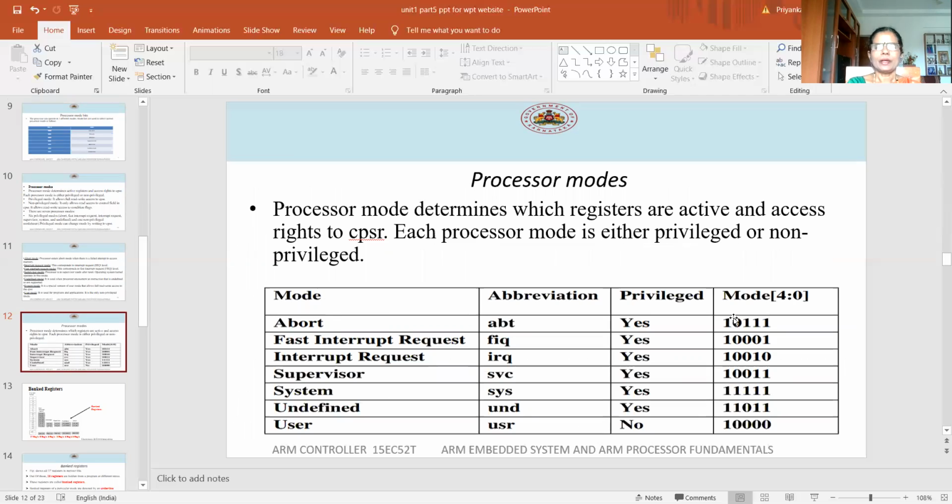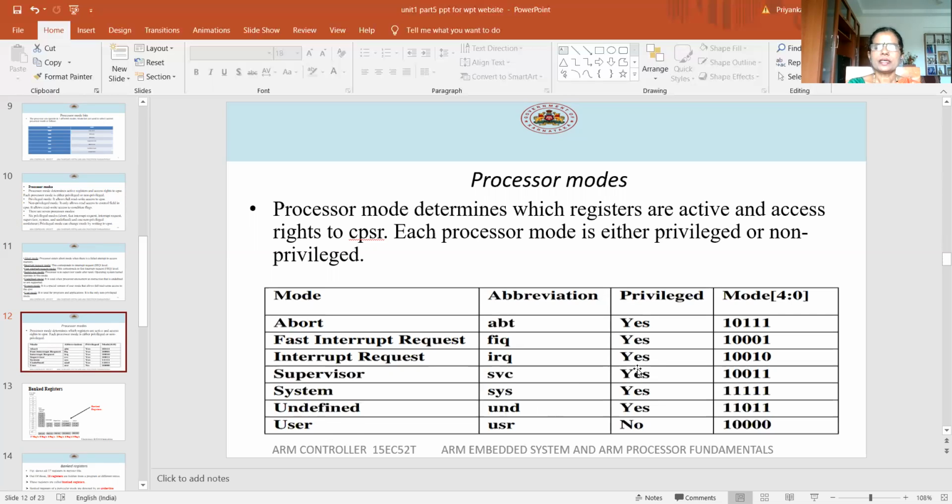I have given this table in order to remember the different modes very easily. The processor mode determines which registers are active and the access rights to the CPSR. Whether each processor mode is privileged or non-privileged is given in this table. The abbreviation for abort mode is ABT. Fast interrupt request mode, FIQ. Interrupt request mode, IRQ. Supervisor, SVC. System, SYS, the first 3 letters, and undefined, the first 3 letters, UND, and user, USR. These are the abbreviations for the 7 processor modes.